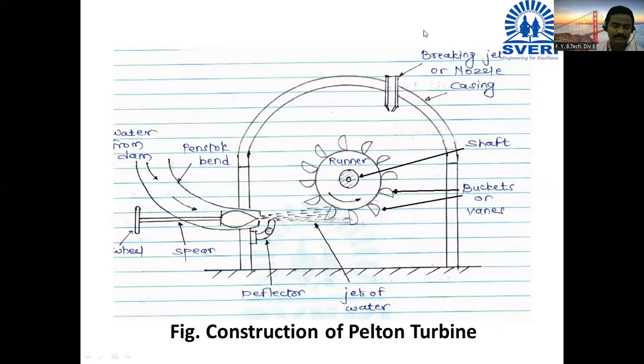Water is transferred. Say this at the beginning. Pelton turbine is also known as impulse type of turbine. Impulse type of turbine.